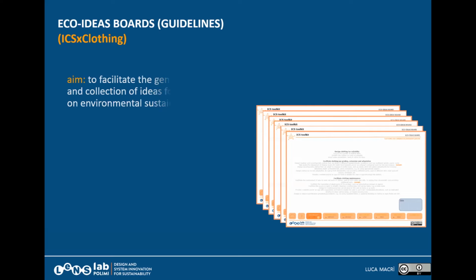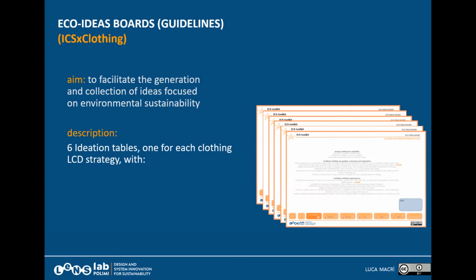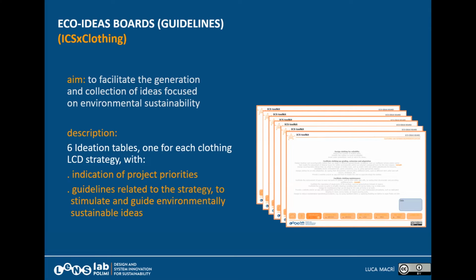Again, focus on the eco idea boards. The aim is again to facilitate the generation and the collection of ideas focused on environmental sustainability. And, not differently from the SDO, now we are talking about product ideas. So we have the possibility to read the guidelines for the 6 ideation tables, which refer to each strategy. For each guideline, which is a direction, I can produce an idea, et cetera.